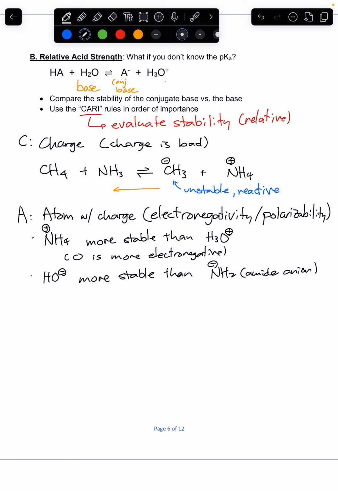And another thing to consider, or example where this atom rule comes into play, is the hybridization of the atom.